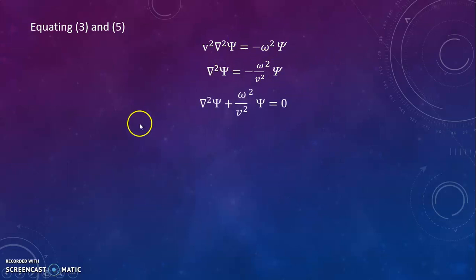Now we'll take this minus term to the other side, so it becomes a positive number. So the equation becomes del square psi plus omega square upon v square psi is equal to 0. As we know, v is equal to nu lambda and omega is equal to 2 pi nu. V is the velocity, equal to frequency into wavelength, and omega is angular frequency, which is 2 pi into nu. Nu is the linear frequency.